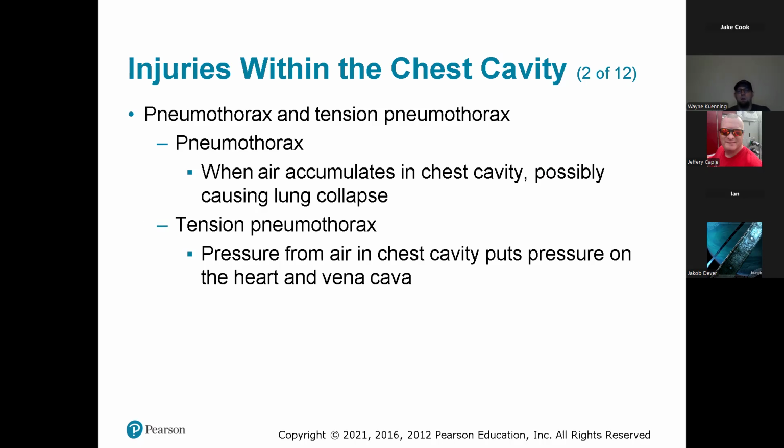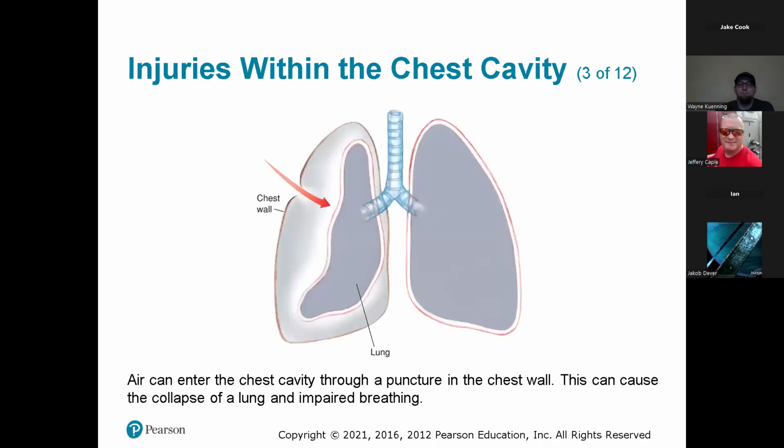Pneumothorax is when air accumulates in the chest cavity, possibly causing lung collapse. Tension pneumothorax is basically that air has accumulated to the point that it is inhibiting the ability to breathe and or putting pressure on the heart and lungs, inhibiting good blood flow.